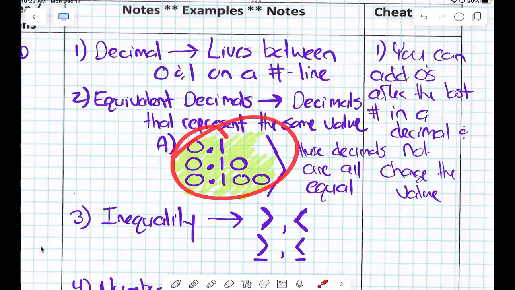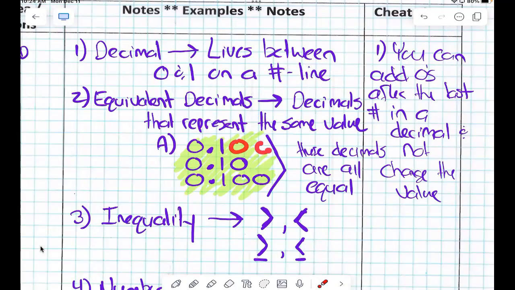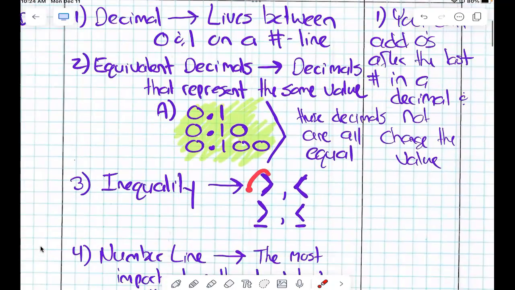Look at these three decimals right here. Are they all the same? Yes. They are the same because you can always add zeros after the last number of a decimal. Yes. Sweet. What does this symbol mean? Say again? And this one means? Remember, this one could be rotated slightly to look like an L for less than, right? Okay.